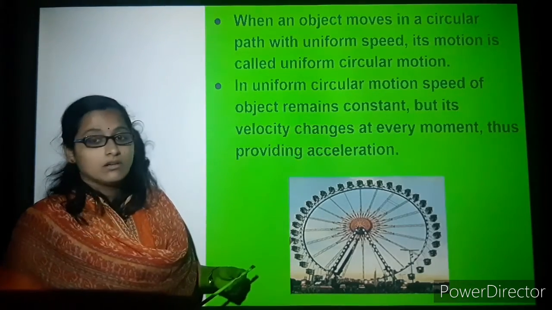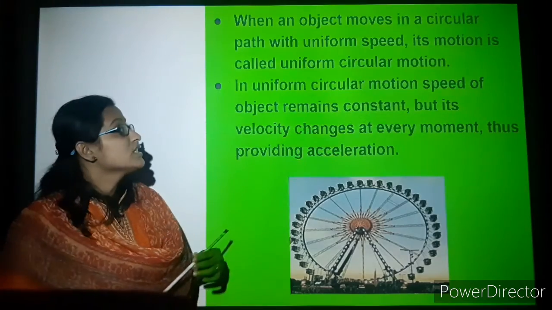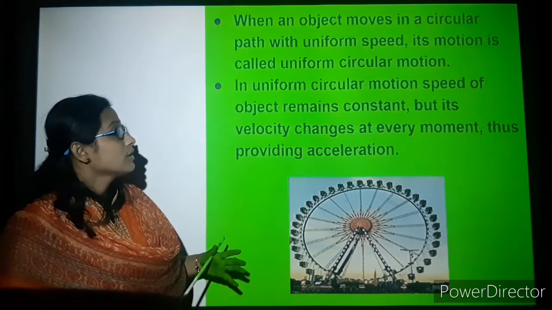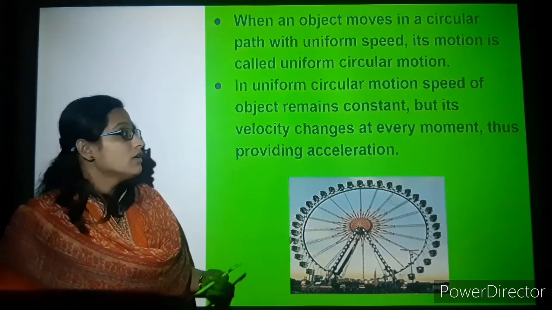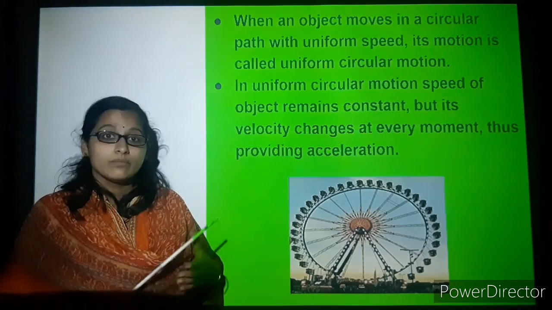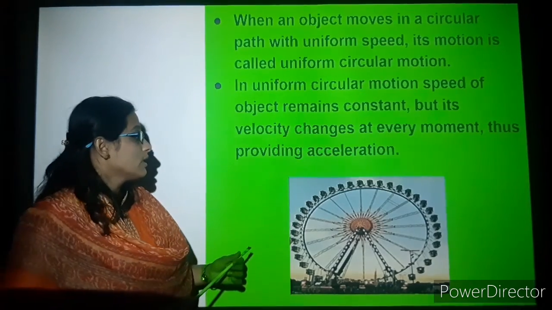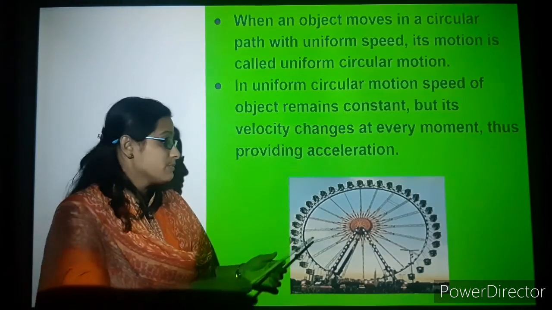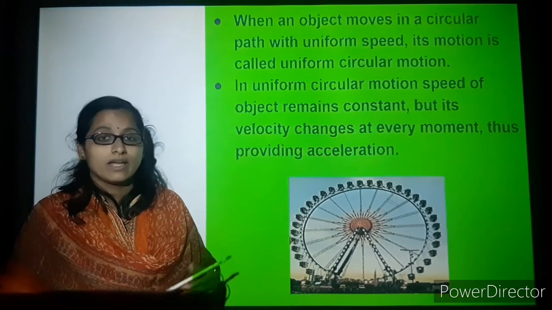When an object moves in a circular path with uniform speed, its motion is called uniform circular motion. Here you can see a giant wheel. In uniform circular motion, the speed of the object always remains constant, but its velocity keeps on changing at every moment. Thus it has acceleration. If you have had fun on a giant wheel, you might have known that the velocity changes with respect to acceleration.